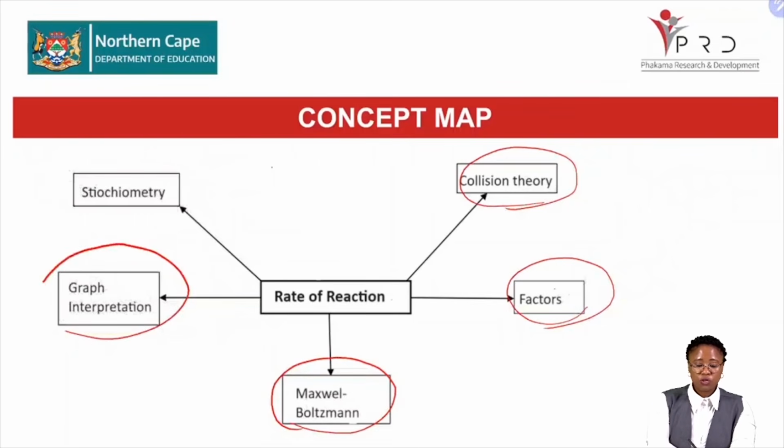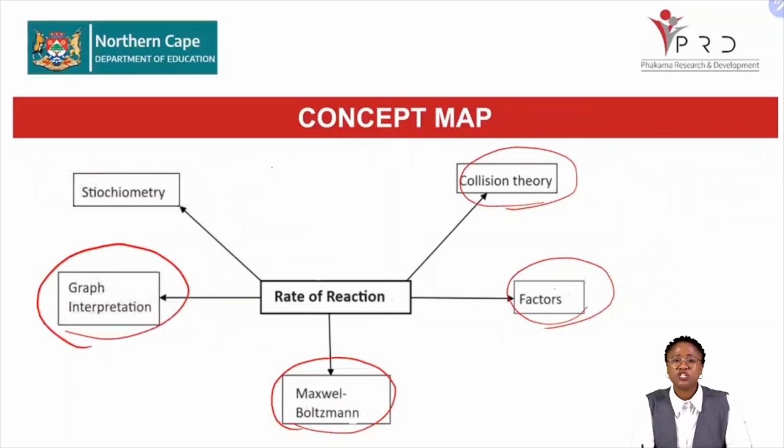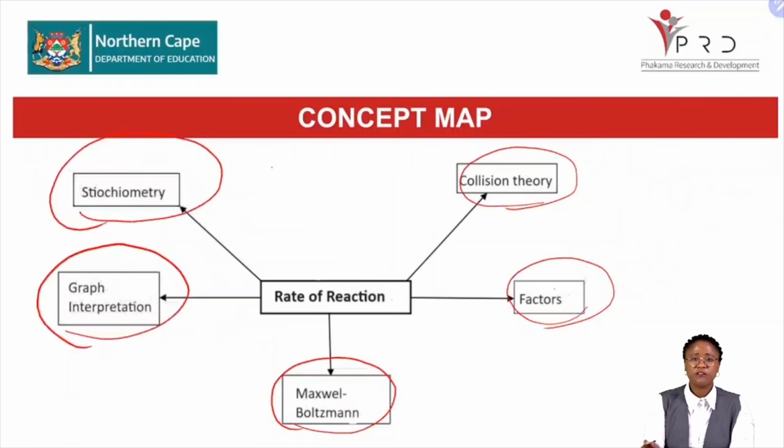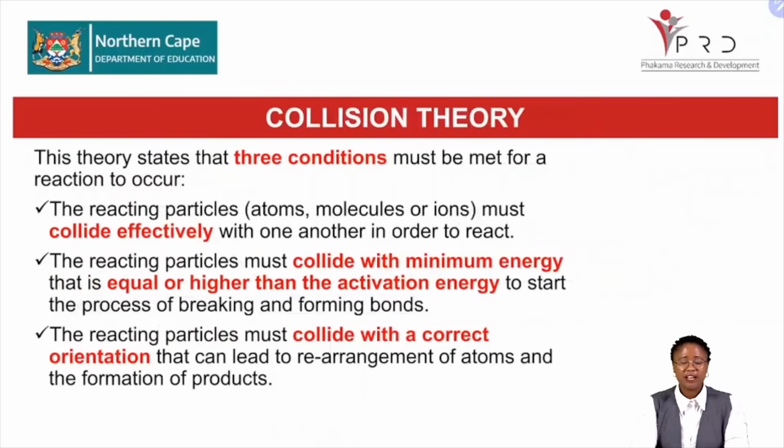Then we are also going to be looking at the graph interpretations, as I've already mentioned, for the different factors that are affecting the rate of reaction. And as you have seen, we have started with some stoichiometric calculations that you need to make sure that you know before we can start this chapter. So everything that you have done in grade 10 and 11, as you can see, forms part of this lesson.